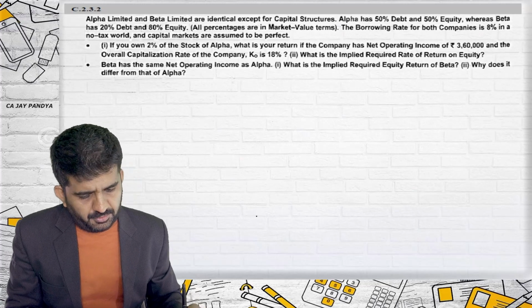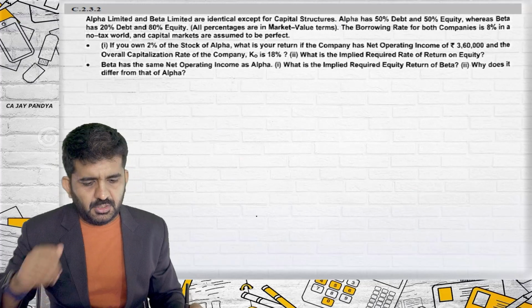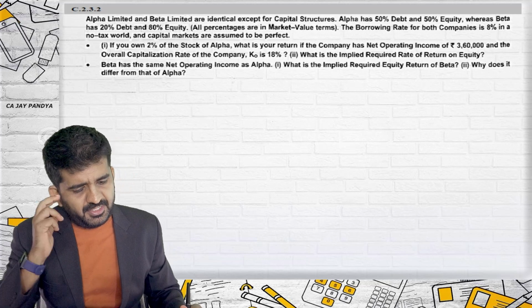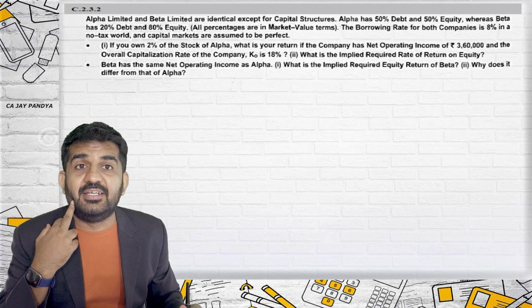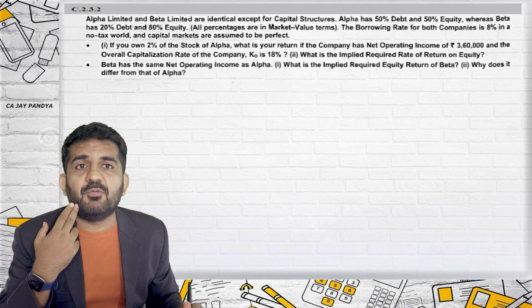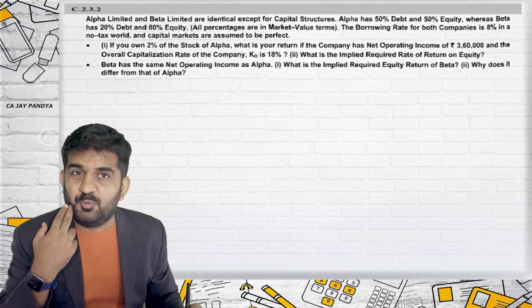We are going to question number 2. Alpha Limited and Beta Limited are identical except for capital structure. Now we can compare it.